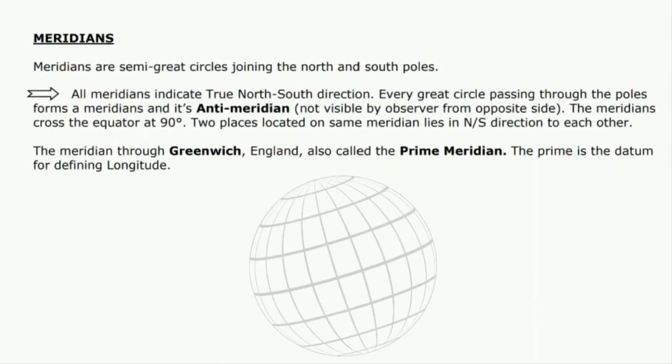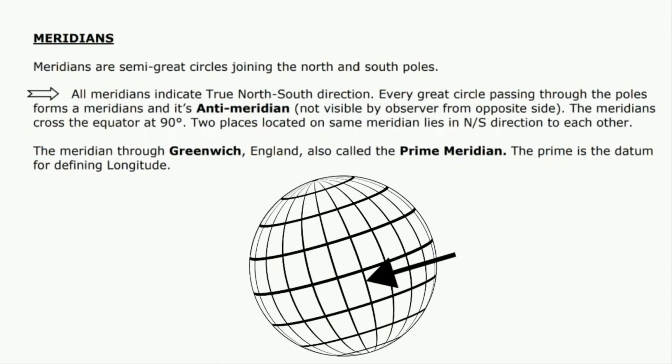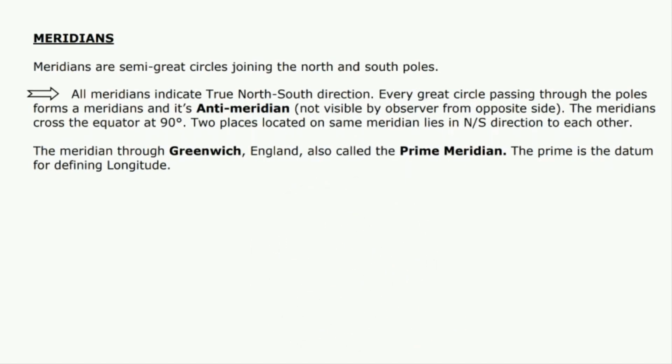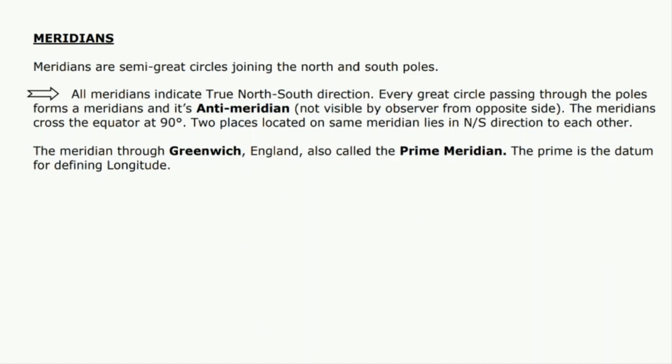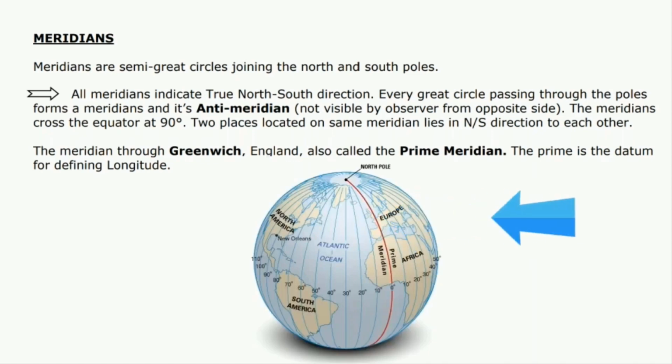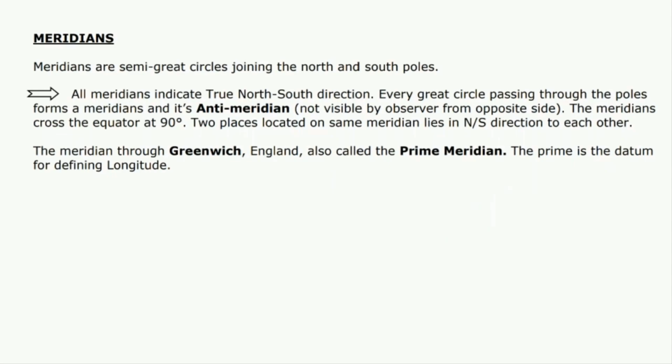Meridians. Meridians are semi-great circles joining the north pole and south pole. All meridians indicate true north-south direction. Every great circle passing through the pole forms a meridian and its anti-meridian. The meridian crosses the equator at 90 degrees. Two places located on the same meridian lie in north and south direction to each other. The meridian that passes by Greenwich, England, is also called the prime meridian. The prime meridian is the datum for longitude.